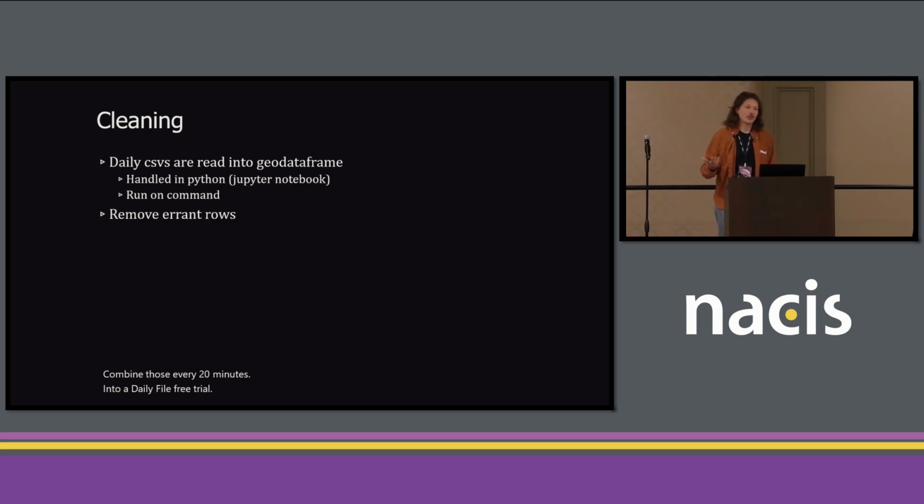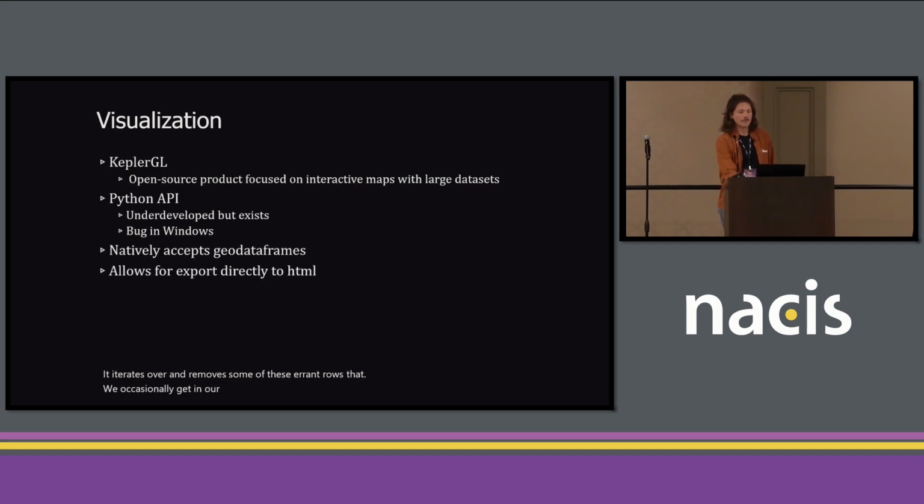One thing that definitely became apparent is I still had a lot of data issues. There are times where some requests would fail, and I'd record some failures in there, so I need to do a fair bit of cleaning. The cleaning I really do as part of a Jupyter notebook that actually creates the maps, so this is more on demand. It iterates over and removes some of these errant rows that we occasionally get in our CSV data.